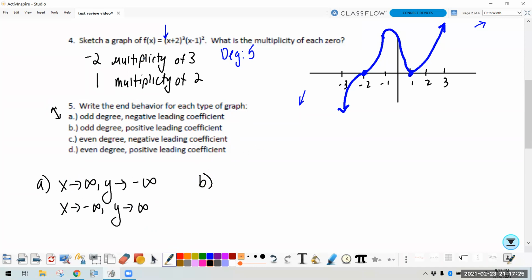Odd degree positive leading coefficients, like what we did in 4, like a positive slope line. So as x goes to infinity, y goes to infinity. X goes to negative infinity, y goes to negative infinity.